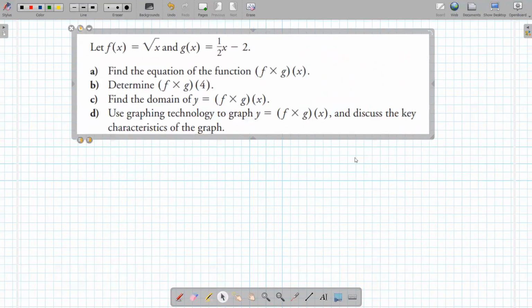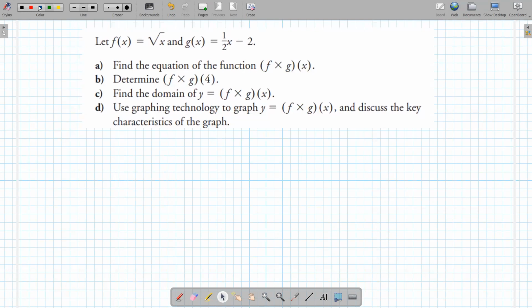So here we have a linear and a radical square root function. Part A. What's the answer to part A? It's just a one-step thing. It says find f times g of x. You're given both f and g. You just multiply them, right? Look at this. It's very easy. It's just a one-step thing because you can't factor a radical.